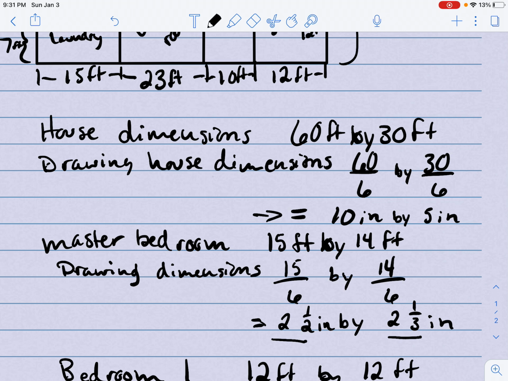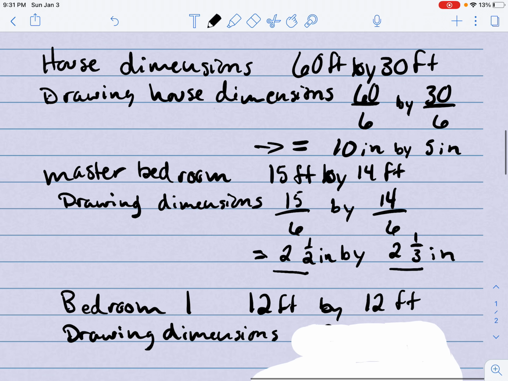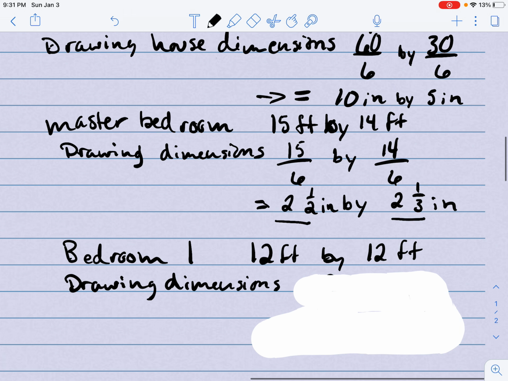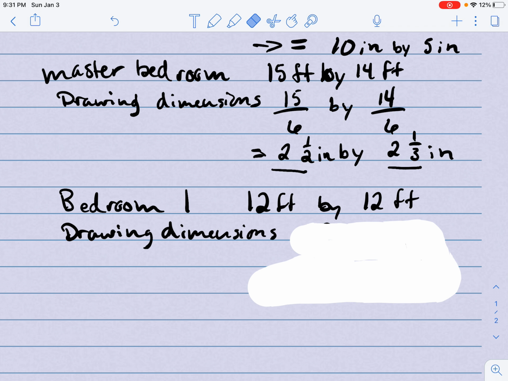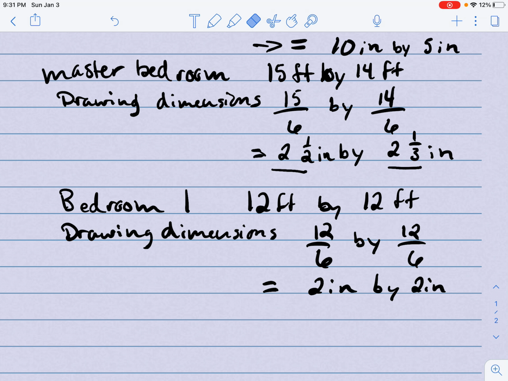Okay, and just one last room. So bedroom 1. Bedroom 1 is 12 by 12. So once again, all we're going to do here is divide our actual dimensions by our scale, which is 6. And that's going to give us what our drawn dimensions of our room should be. So on our drawing, our bedroom 1 should be 2 inches by 2 inches.